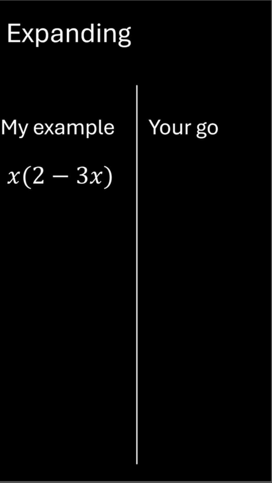Okay, so give me 2 minutes and I'll explain to you expanding. So I have something outside the bracket here and something inside the bracket. So x brackets 2 minus 3x.